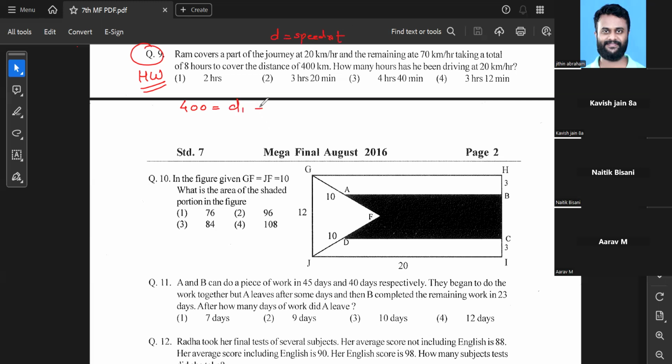So this is first distance plus second distance. The first distance will be equal to the first speed, that is 20, I'll consider, multiplied by its time, plus the second distance, I'll write the second speed multiplied by its time. And what is the second time? If the first time is t and the total time is 8, the second time will be 8 minus t. For example, if the first section is 2 hours, then the remaining portion will be 6 hours because total is 8. How do we get that? 8 minus 2, 6. So that same thing I've done over here. And when you solve this, you will get t is equal to whatever is the answer. Okay, this is homework for you.